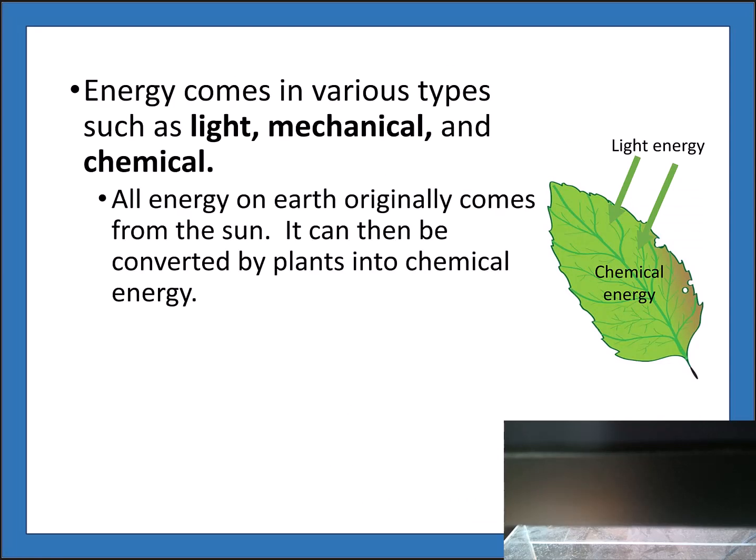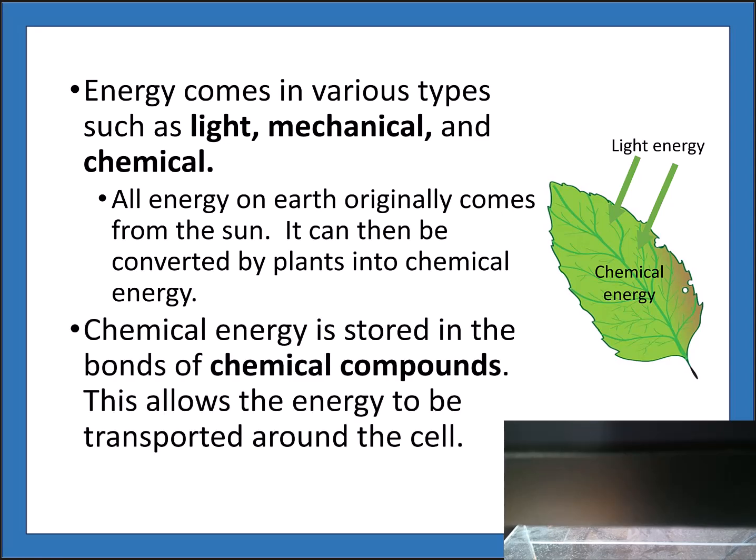Energy comes in various types, such as light energy, mechanical energy, and chemical energy. There are other forms of energy, but we're not going to work on those in this unit. Ultimately, all chemical and biological energy on Earth originally comes from the sun. Obviously, you can have potential energy or kinetic energy when we're talking about physical objects, but here we're talking about living organisms. And that energy from the sun can be converted by plants into chemical energy.